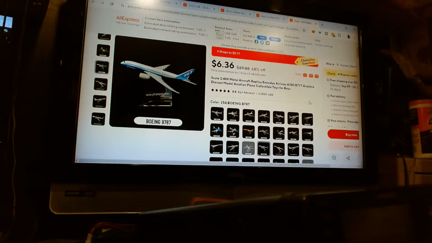But nevertheless, these are good for a simple collection. You learn a little bit about civilian aviation history and all that.